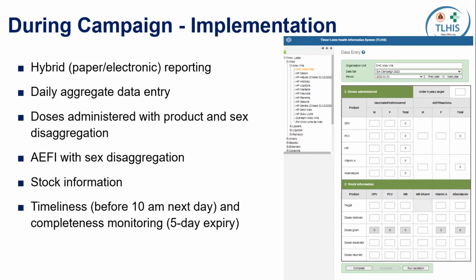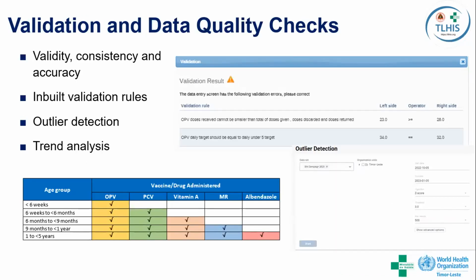Then stock information, how many received, how many given, how many discarded, and how many returned, those types of information for all the drugs. These were entered daily, and it was advised to enter it before 10 AM next day to have the completeness. So timeliness was set to 1 day, and completeness we allowed 5 days, if sometimes it was the weekend. So that was how we conducted the campaign, and also how we ensured data quality.